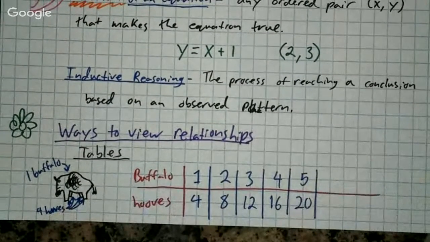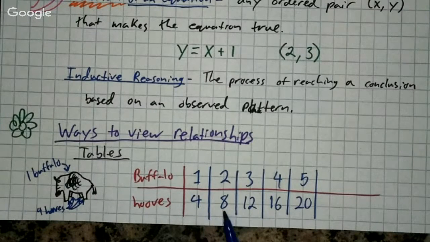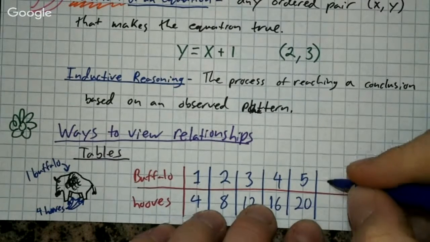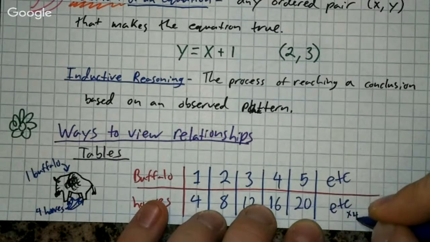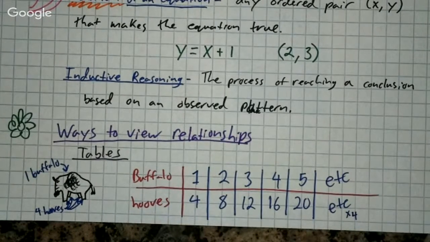So you can see we understand that relationship because you can look at a buffalo and understand, yes, a buffalo has 4 hooves. And as it goes up, it's going to increase by 4 each time because each extra buffalo is going to have 4 more hooves. So this will just go on, etc., etc., except this one's etc. times 4. Okay, so that's a table. That's us creating a table of a relationship.